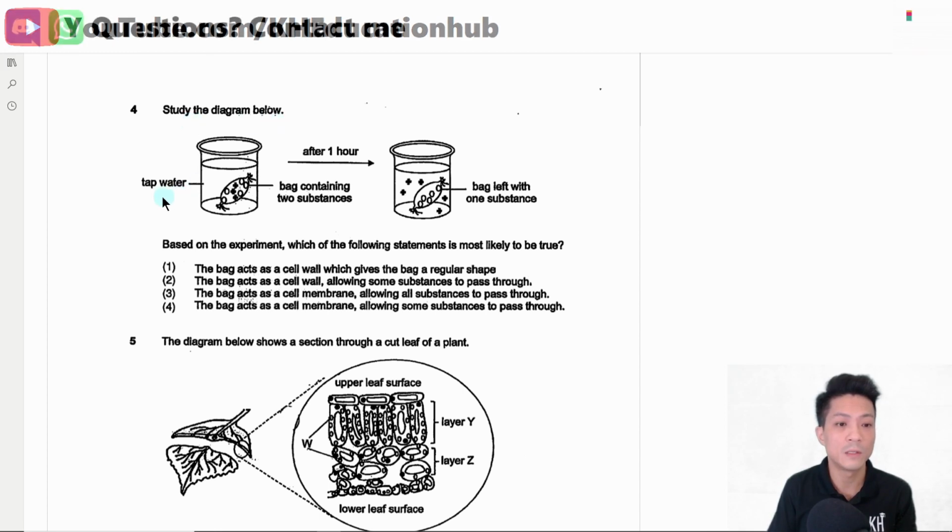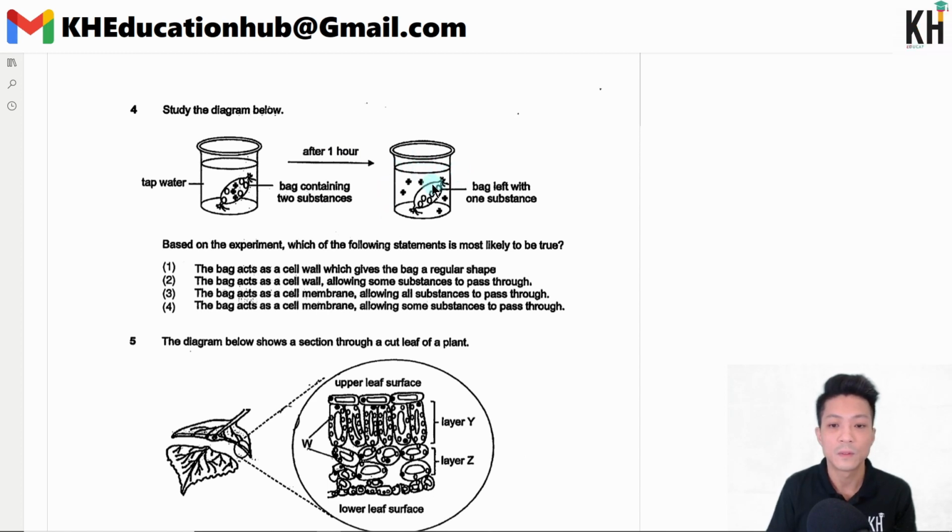Question 4, the diagram below. Study the diagram below. In water, there is a beaker. Okay, there's a bag that contains 2 substances. So 1 hour later, you can see that one of the substances is outside of the bag. Okay, and the other substance is still inside the bag.